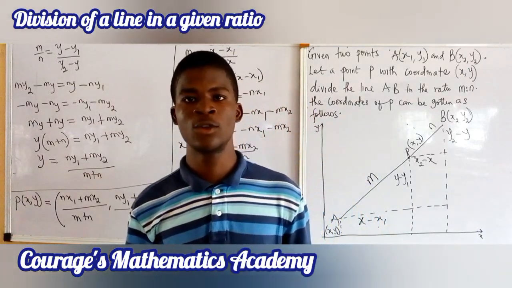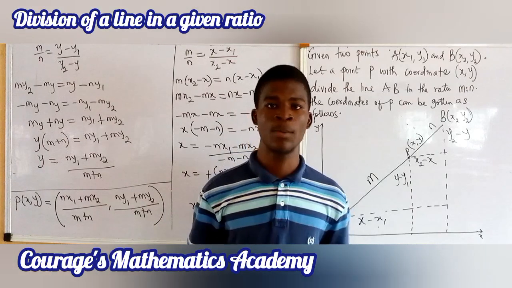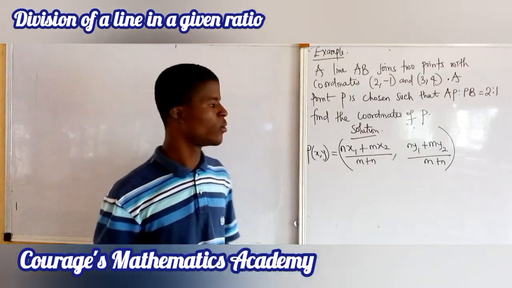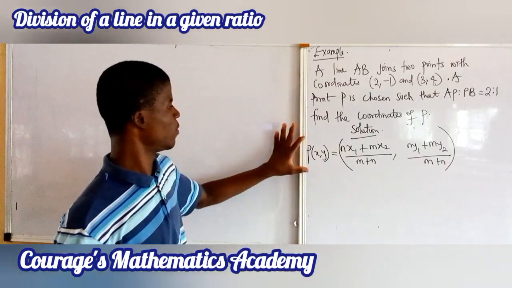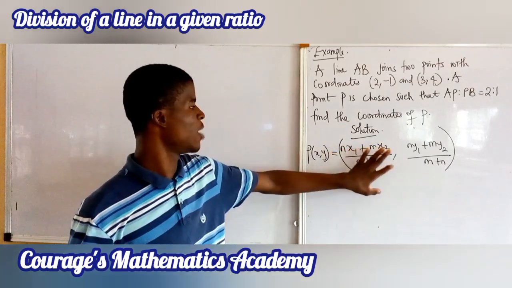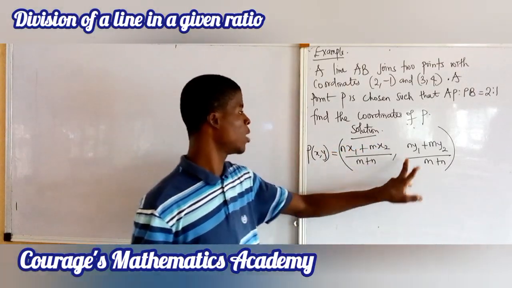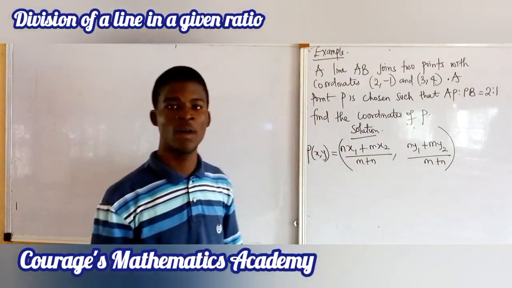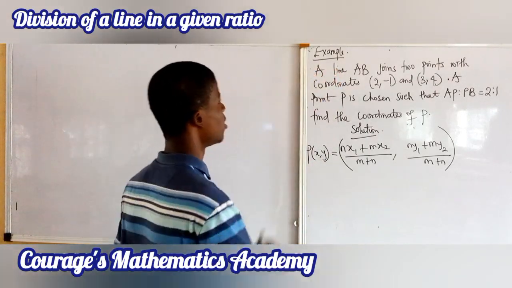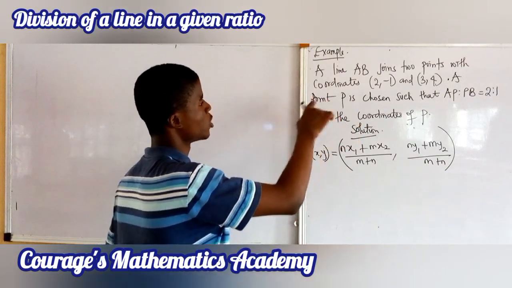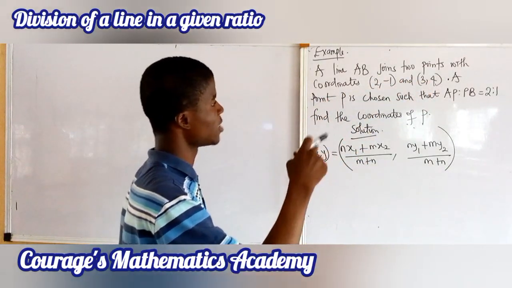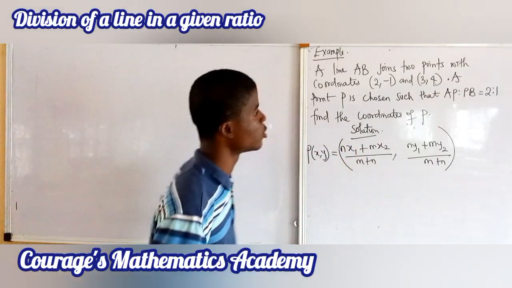So let's solve an example to apply these points. Following the same principle, the formula that we just got for the coordinate of P in that diagram is nx1 plus mx2 all over m plus n, comma, ny1 plus my2 over m plus n. Now let's use this formula to get the coordinate of P here. The line AB joins 2 points with coordinates this and this. A point P is chosen such that AP ratio PB is 2:1.